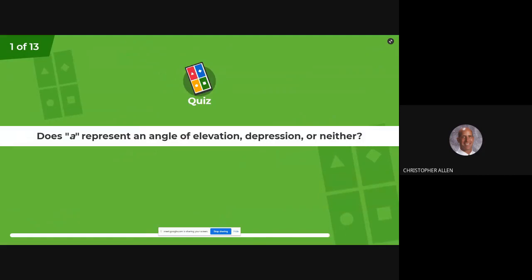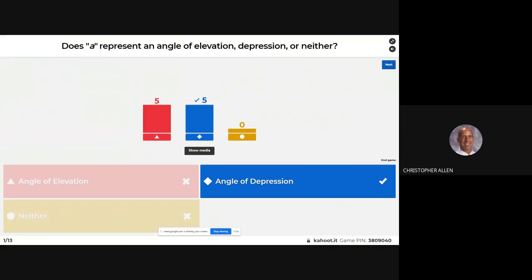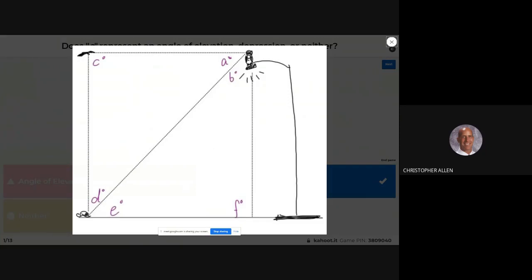So does A represent an angle of elevation, depression, or neither? So here's angle F, angle E, angle D, angle C, angle A, angle B. Ooh, only 5 of you got that one. That's surprising. I thought more of you would. So up here we've got this owl, right? And so here's the horizontal line. So what's the owl doing with angle A? Looking down. So that's an angle of depression.